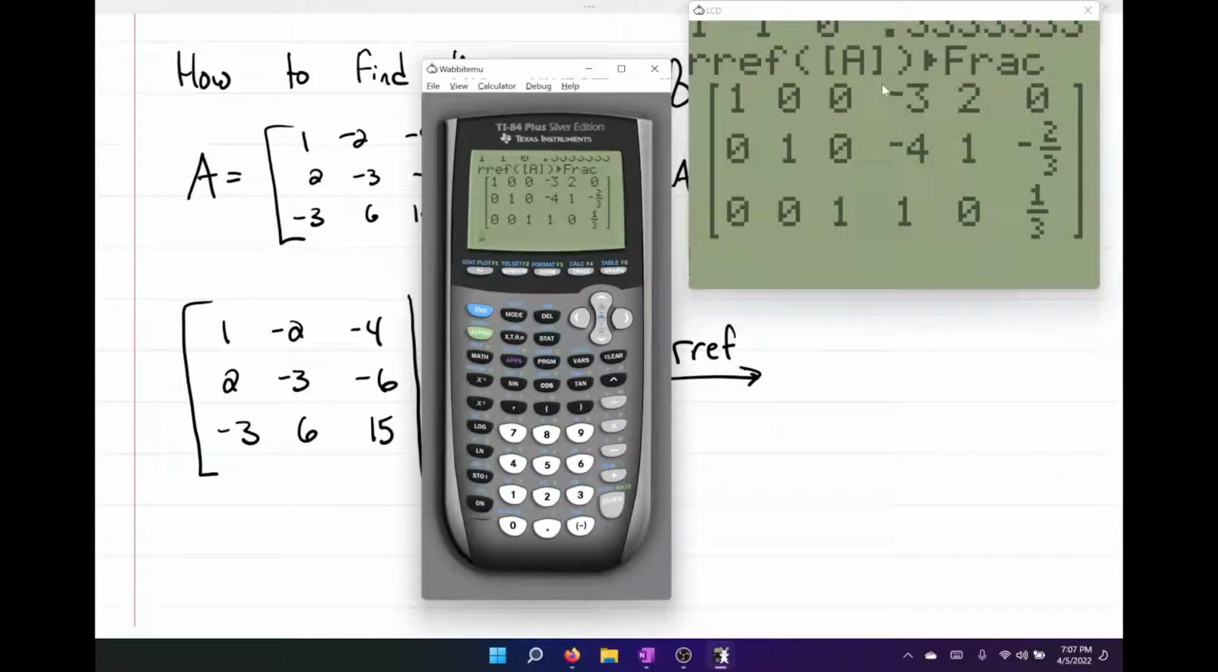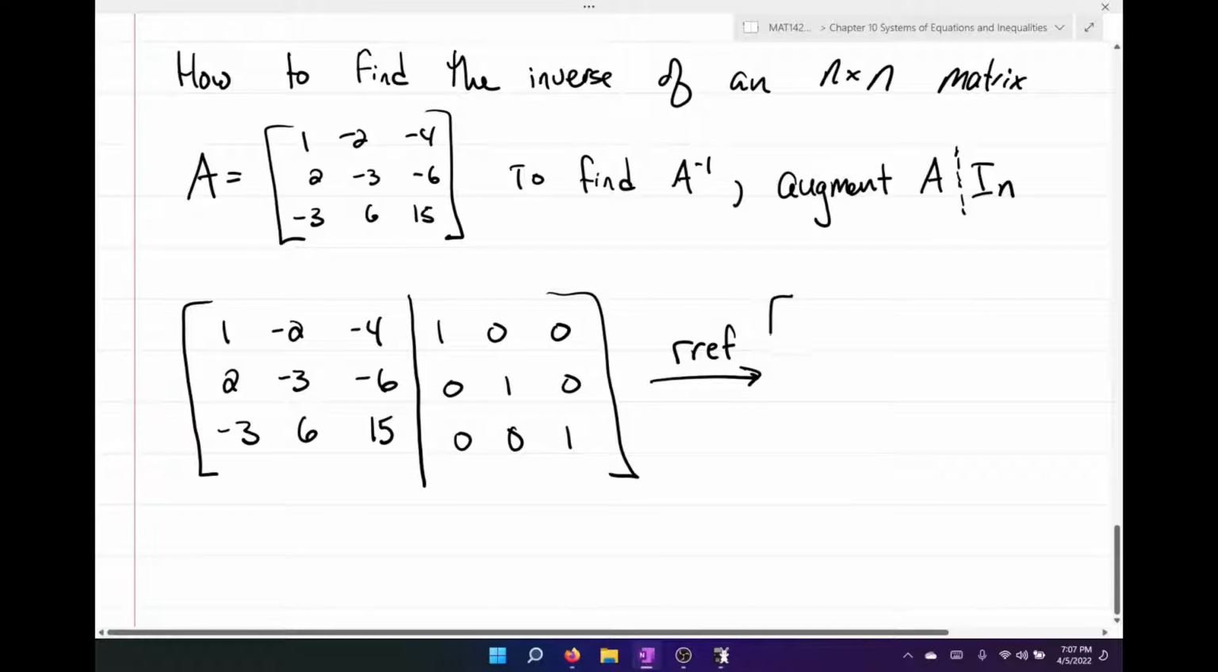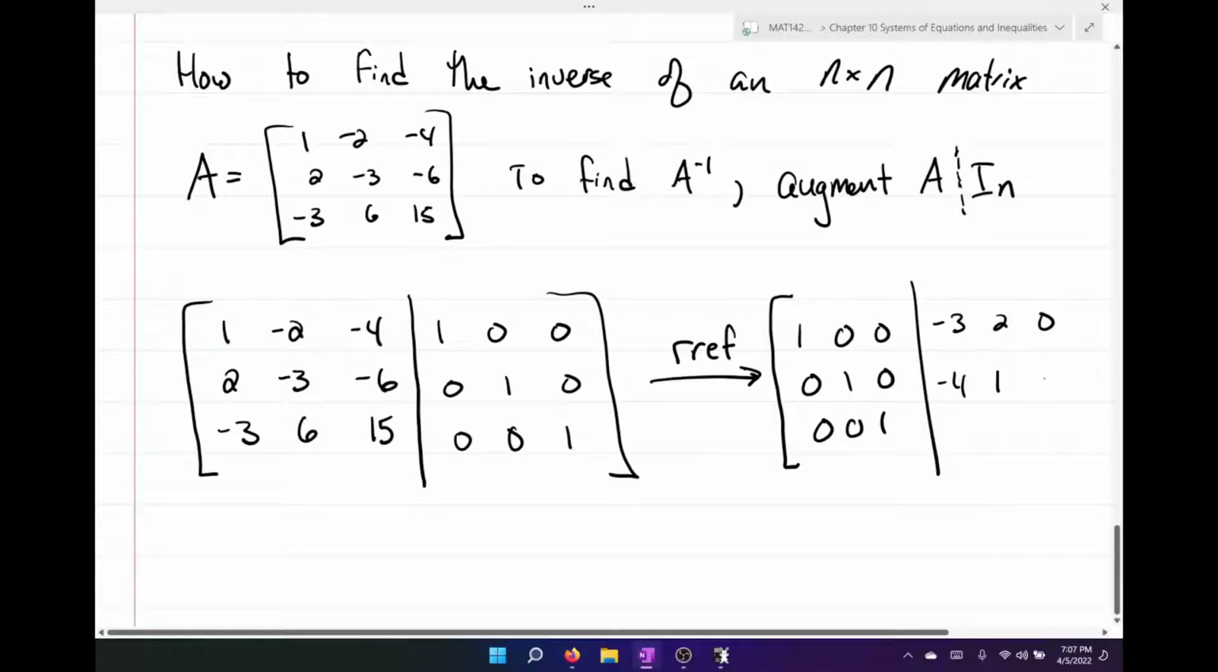And we would get -3, 2, 0, -4, 1, -2/3, and then 1, 0, 1/3. So let me write that here. So after RREF, you're going to get 1, 0, 0, 0, 1, 0, 0, 0, 1, augmented with -3, 2, 0, -4, 1, -2/3, and 1, 0, 1/3.